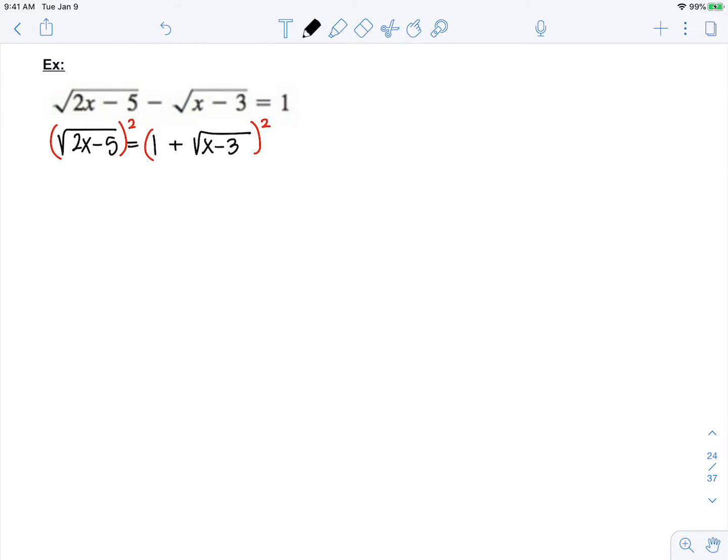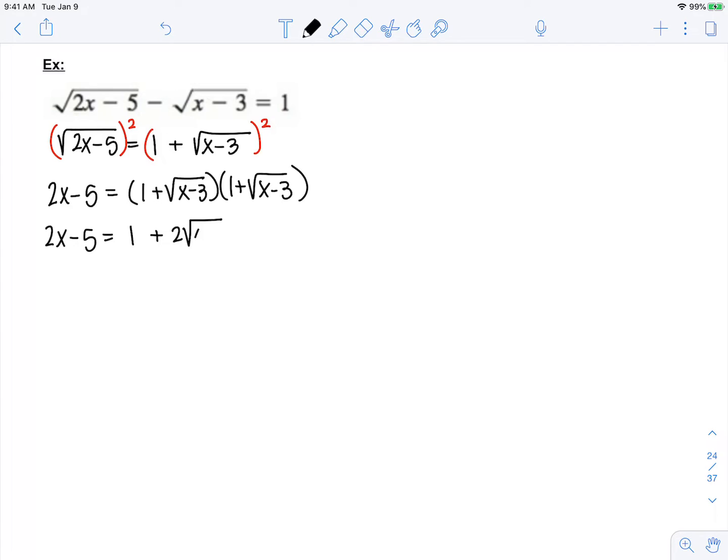So squaring my left side, I get 2x minus 5. Squaring my right side, remember, is 1 plus square root x minus 3 times 1 plus square root x minus 3. If I FOIL that out, I get 1 plus 2 square root x minus 3 plus x minus 3. And that's going to simplify to be 2 square root x minus 3 plus x minus 2.